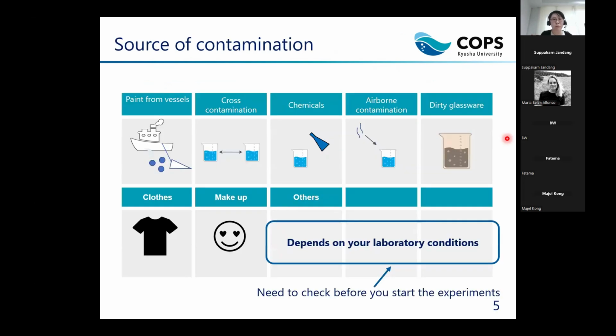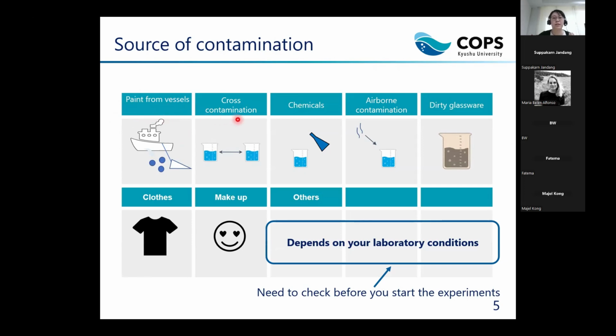Before I start on QA and QC, we need to check the sources of contamination. It depends on your sampling process or laboratory conditions. I want to give some examples of the sources of contamination. First one is paint particles from the vessel. If you use the vessel, you can get particles from the vessel, not from the ocean.